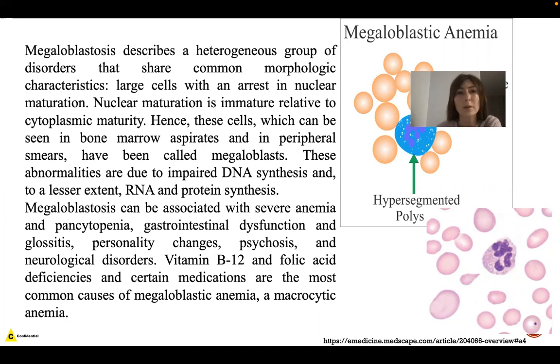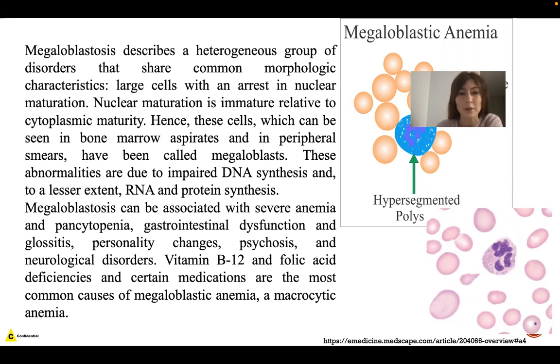Megaloblastosis describes a heterogeneous group of disorders that share common morphologic characteristics: large cells with an arrest in nuclear maturation. Nuclear maturation is immature relative to cytoplasmic maturity. Hence, these cells, which can be seen in bone marrow aspirates and in peripheral smears, have been called megaloblasts. These abnormalities are due to impaired DNA synthesis and, to a lesser extent, RNA and protein synthesis.